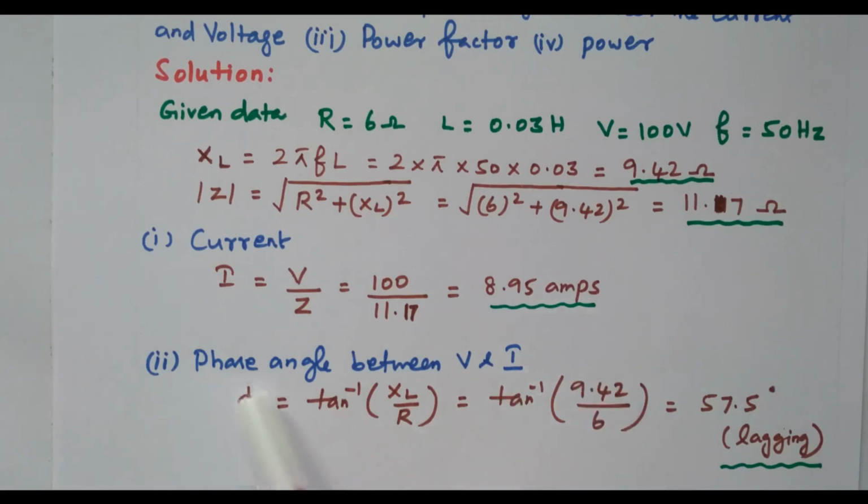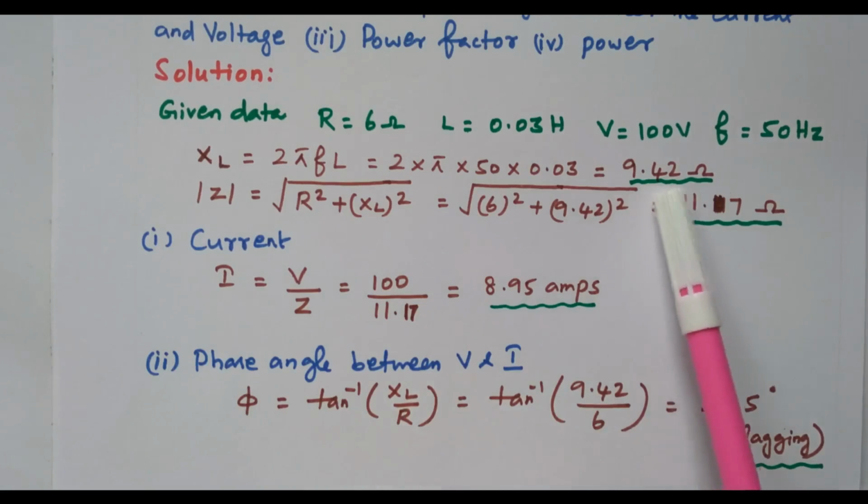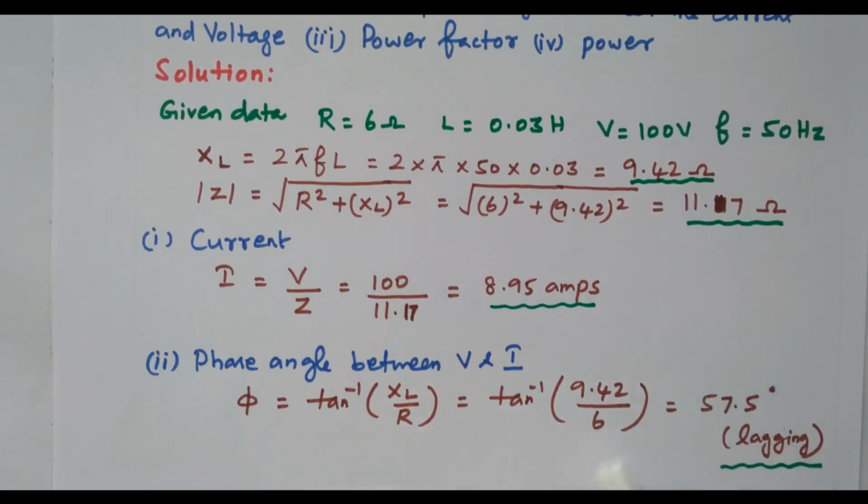Now we can calculate the phase angle between voltage and current. The formula is available. Phi equal to tan inverse XL by R. The XL is nothing but 9.42 and R value is 6 ohm. So tan inverse 9.42 divided by 6, we got 57.5 degree. The angle between current and voltage is 57.5 degree. It's lagging. Why is it lagging? It is an RL circuit. Inductor is available. In the inductor the current is always lagging the voltage. So that is why it is given as lagging.